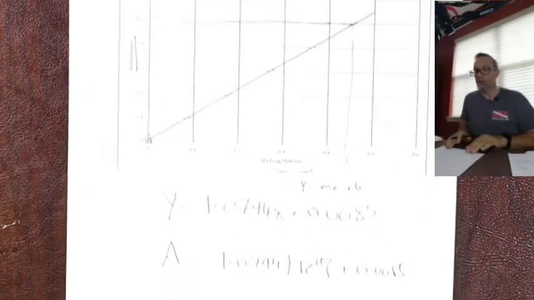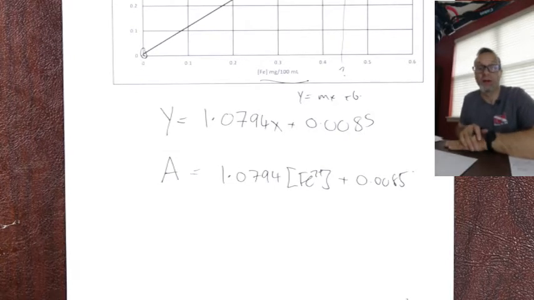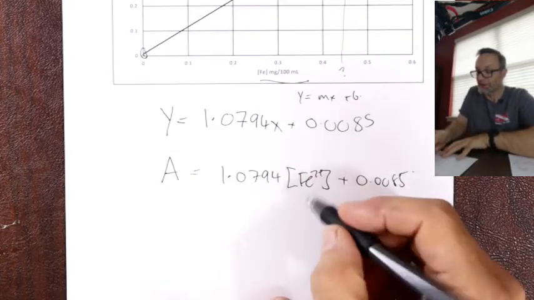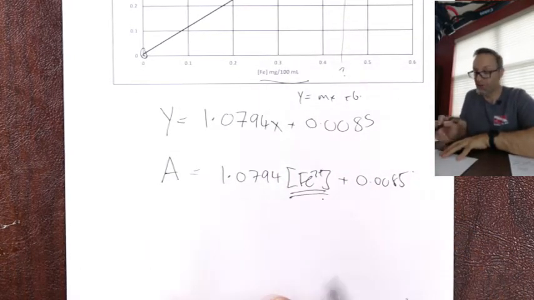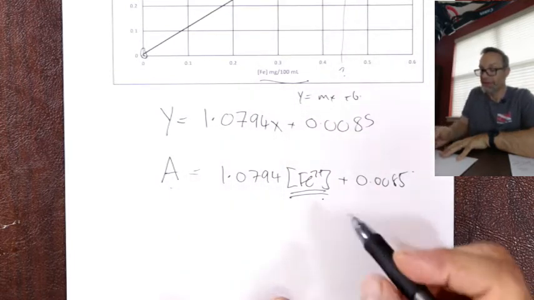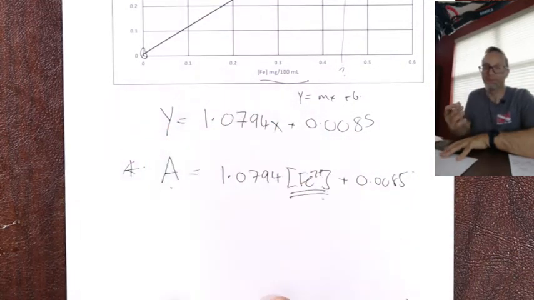Okay, what's your goal? Your goal is to figure out the concentration of iron in your cereal from its absorption, right? So just skip straight to it. You don't need to do all the work up because you have the graph, right?